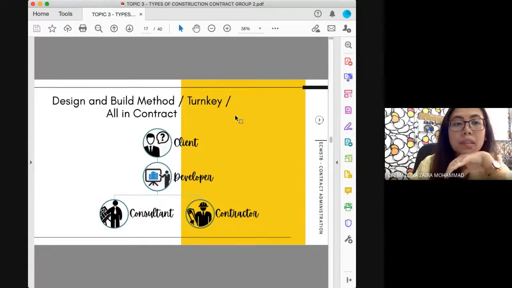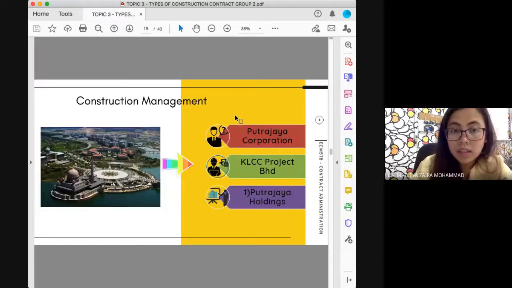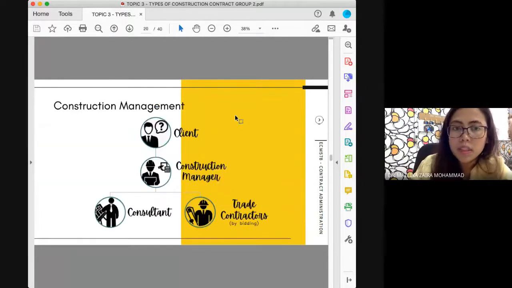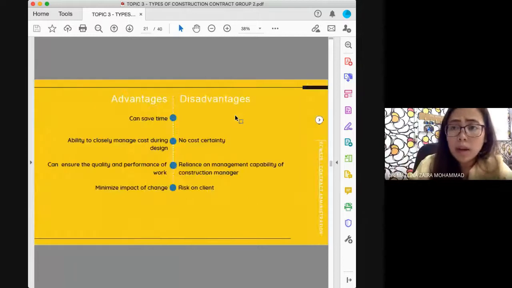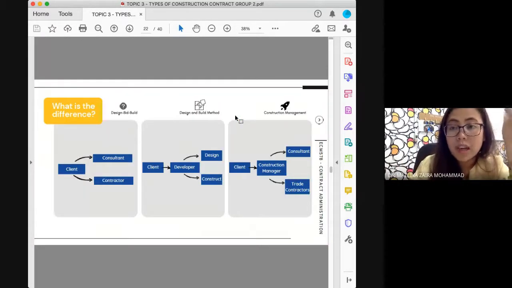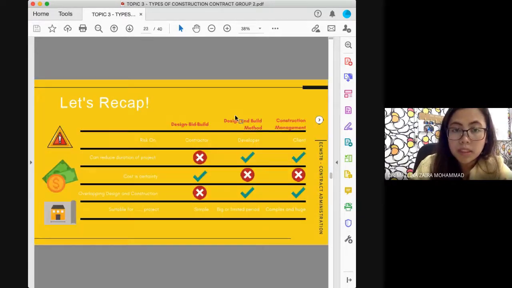The design and build method. You got it? Another example under construction management: what kind of project? You see, this is how I want you to come out. Dig more, do more research. There is plenty of information on Google. It is easy for you to get the information now.